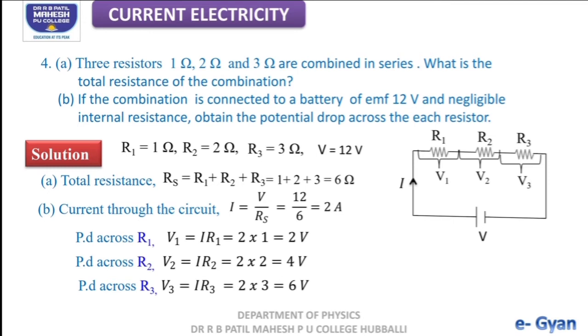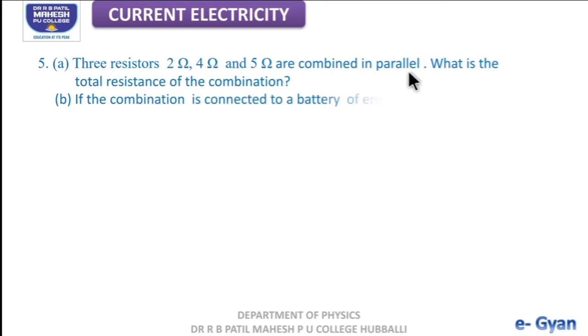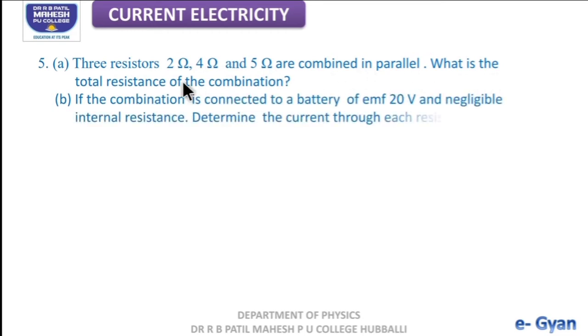Next question, question 5. 3 resistors 2 ohm, 4 ohm, 5 ohm are combined in parallel. What is the total resistance of the combination? Question B. If the combination is connected to a battery of EMF 20 volt and negligible internal resistance, determine the current through each resistor and total current drawn from the battery. Okay, first write all the given values.